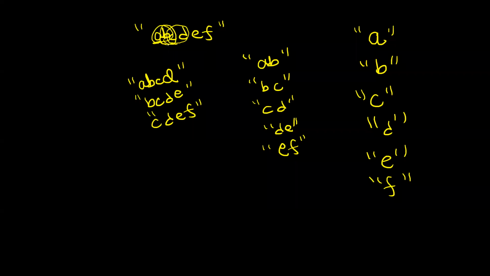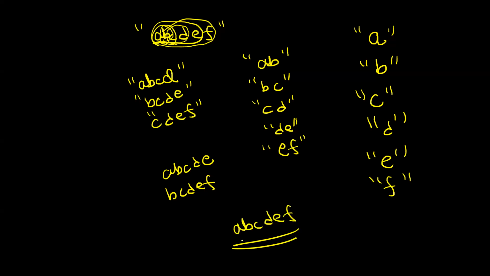Okay. Similarly, what is the substring of length 5? ABCDE. This is one substring of length 5. BCDEF. This is another substring of length 5. Similarly, if I talk of a substring of length 6, this entire string is also a substring of length 6.